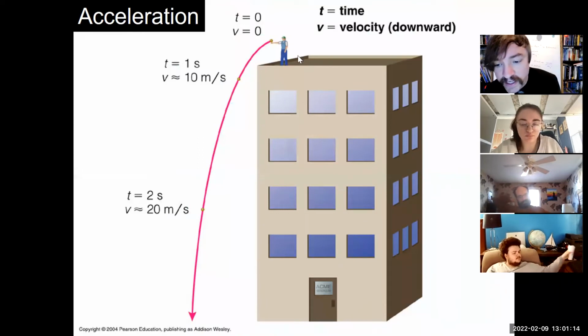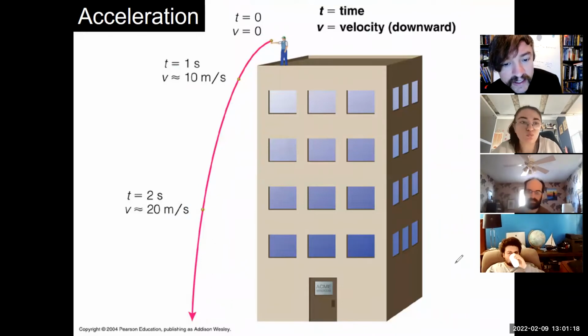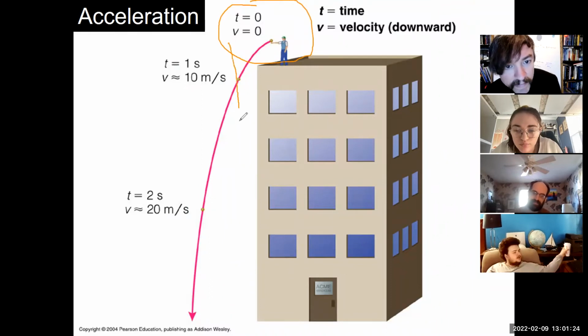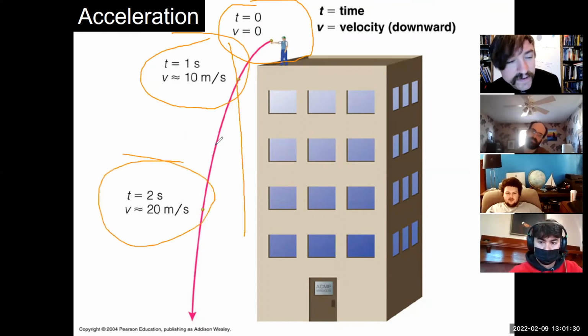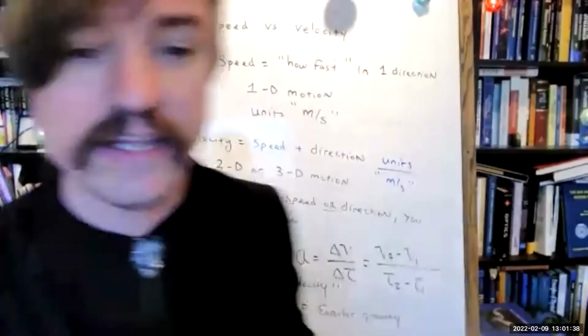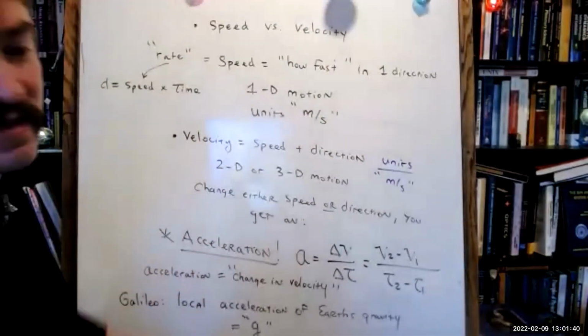You can tell that there's an acceleration at work because when you're holding the ball in your hand, its velocity is 0 at time 0. And when you remove your hand, the ball immediately begins to fall. After 1 second, it travels at 10 meters per second. After 2 seconds, it will travel at 20 meters per second. And if you neglect air friction, it will keep increasing its velocity each second. That is an acceleration.